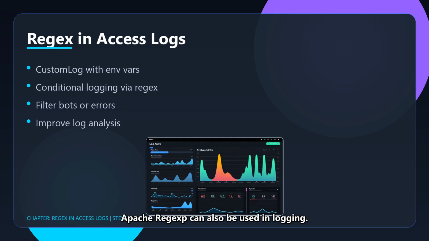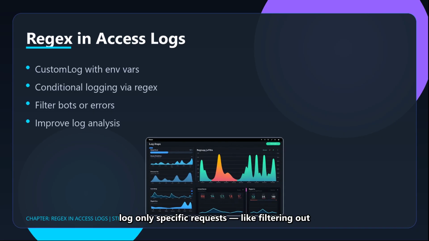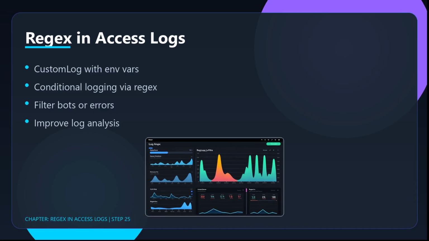Apache Regexp can also be used in logging. With custom log, you can apply Regex conditions to log only specific requests like filtering out bots or errors. This makes log analysis more efficient and focused.